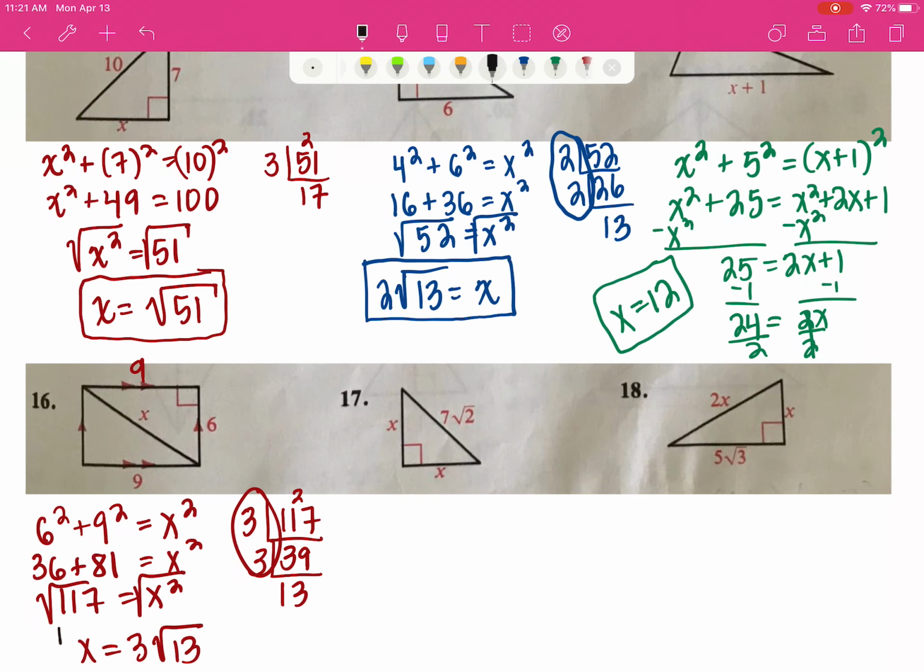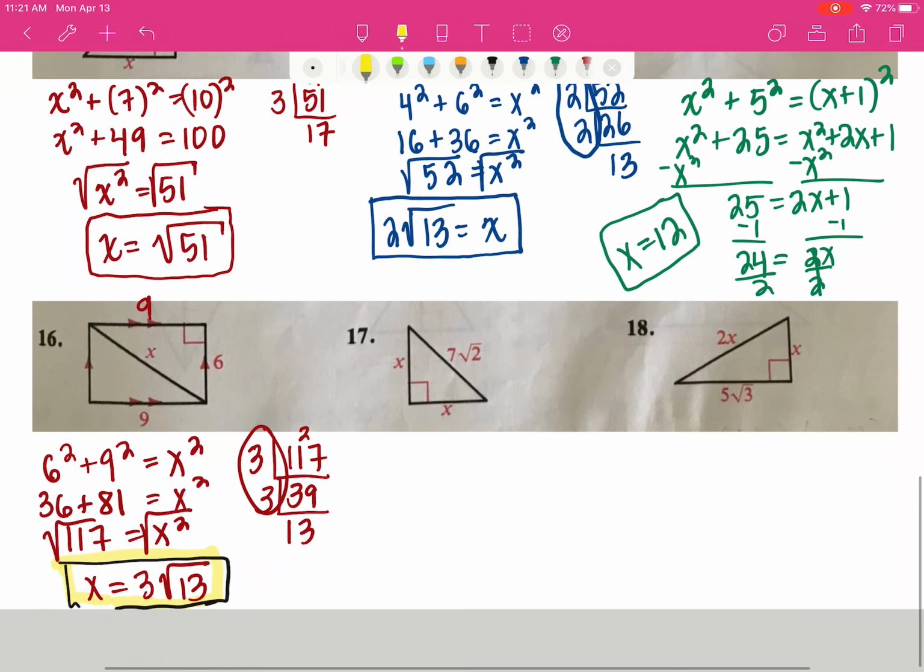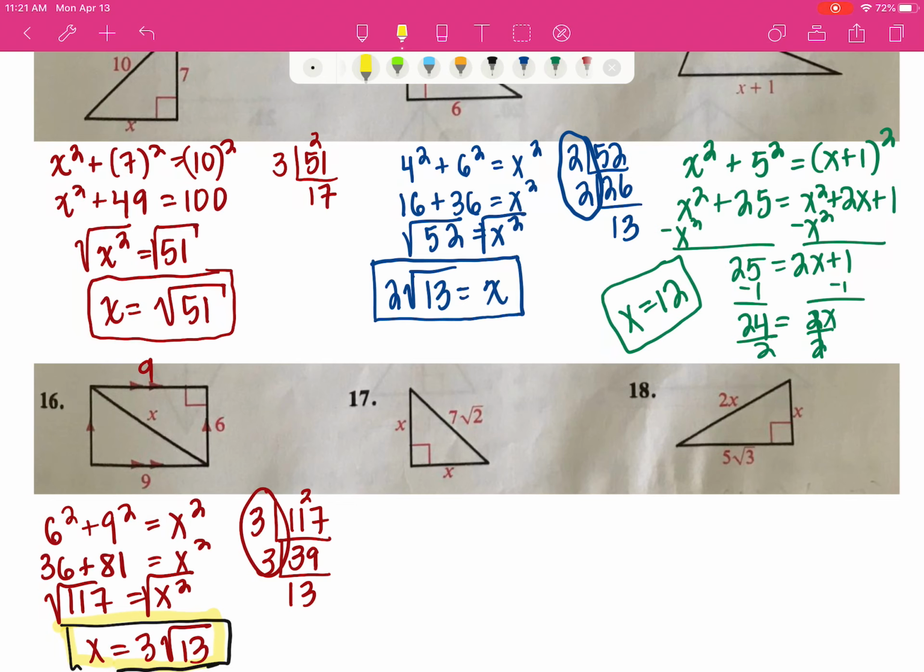And I'm going to box that. And I'm going to highlight my answer. So on these, since I'm at the bottom of the page and I've run out of room, I'm going to highlight and box my answer so that you can see that.